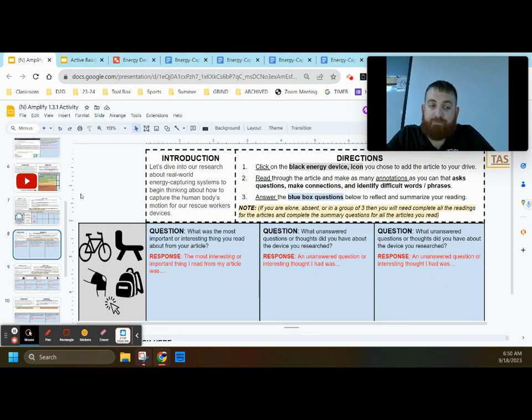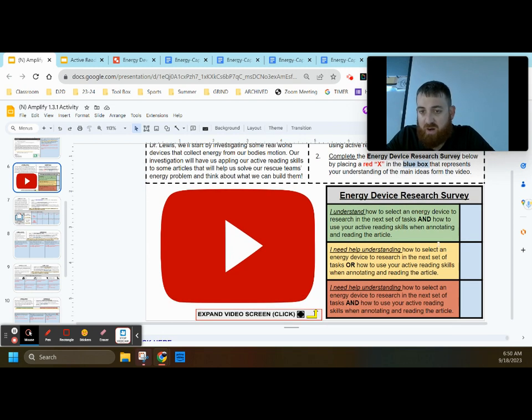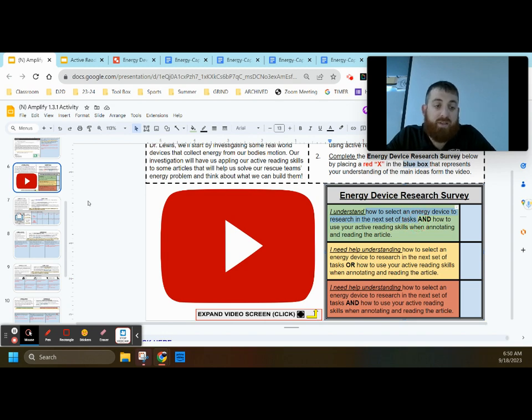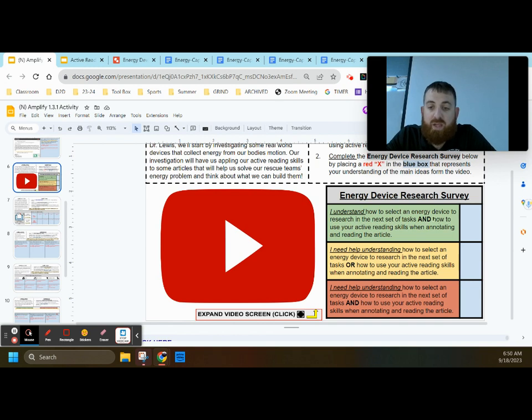So go ahead and take a minute. Go ahead and go back to your energy device research survey here and ask yourself, do we understand how to select our energy device to research in the next set of tasks? So that was this task and this task. And do we understand how to use your active reading skills when annotating and reading the article? Go ahead and place your X where you feel you fall. You understand both of those, you understand one of those, you're struggling with both of them.